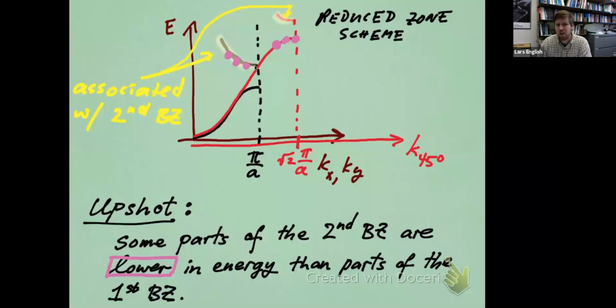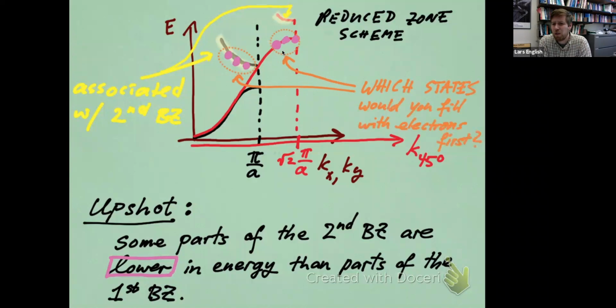You have to conclude that these ones here are lower in energy than those ones there. This one here is associated with the second Brillouin zone, in the reduced zone scheme. But this is still the first Brillouin zone, near the corner of that zone. So the question to you is, which states would you fill with electrons first? If you had to start populating this crystal with electrons, which ones would you occupy first? Think about this question for a moment.